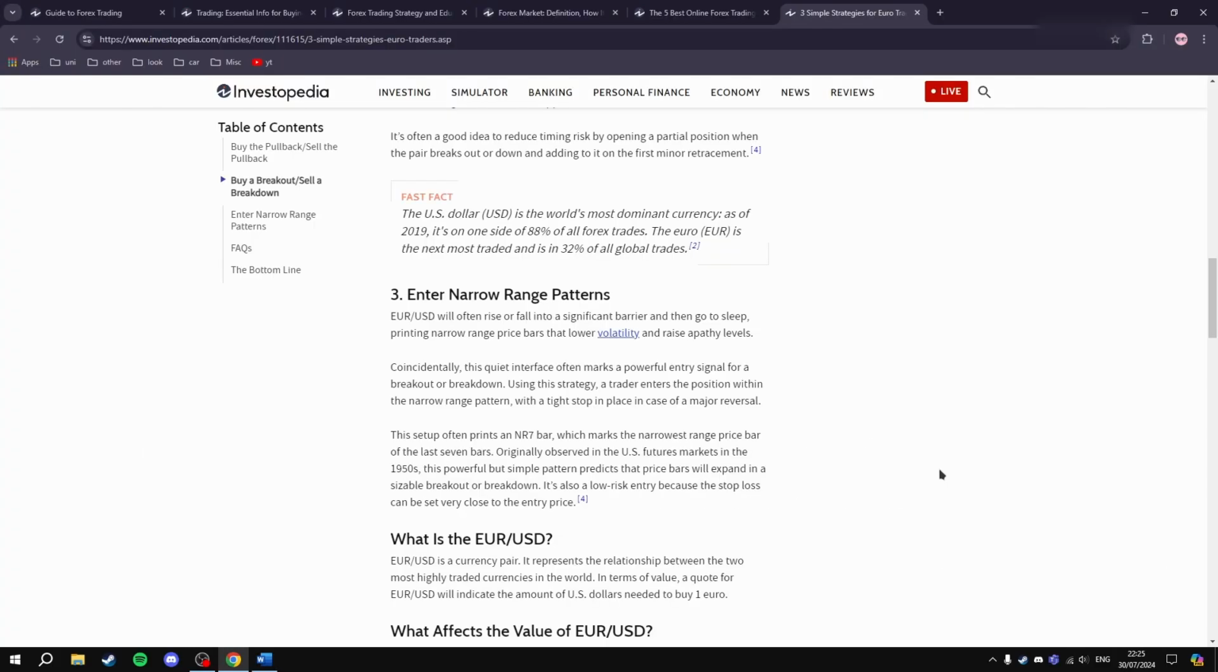Fast fact, the USD is the world's most dominant currency. As of 2019, it's on one side of 88% of all Forex trades. The euro is the next most traded and is in 32% of all global trades.